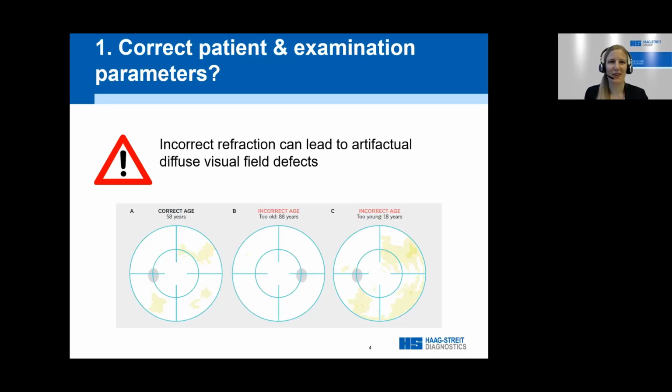A kind of no-brainer, but always good to remember, is that you have the correct patient and examination parameters. Age is one of them. You see here an example of what happens when age is incorrectly entered, as we have age-related normative databases. But what I find goes wrong most often in practice is incorrect refraction, where the patient doesn't see clearly and you get an artifactual diffuse loss. That's something to really pay attention to.